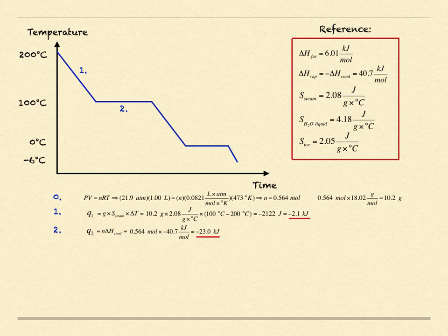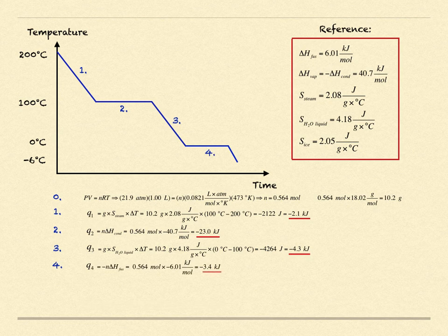The third step, the cooling of liquid water, is much like the first part, just with a different specific heat. To find the heat released by the fourth section of the cooling curve, we need to use the negative delta H of fusion, by the same reasoning as using the delta H of condensation earlier. Finally, in the fifth part, the cooling of ice, we use the specific heat of ice to obtain the heat released.